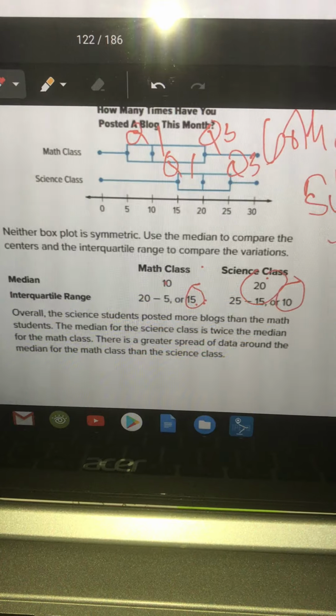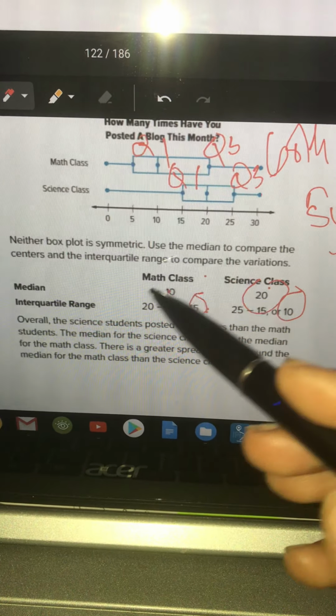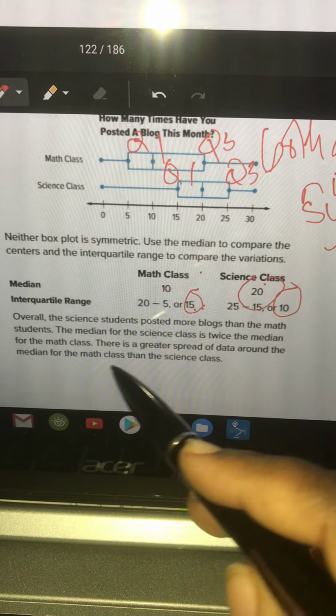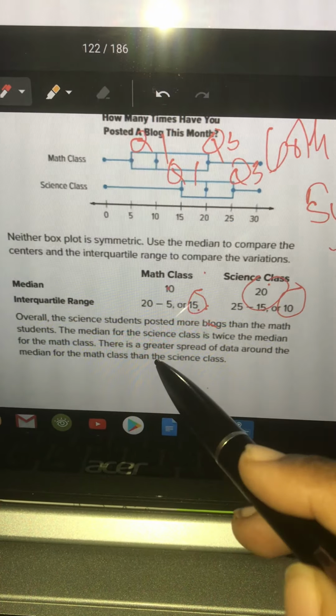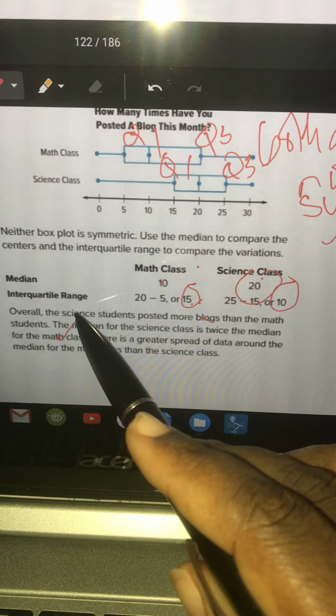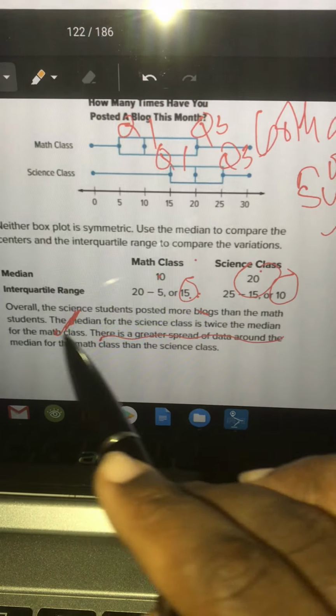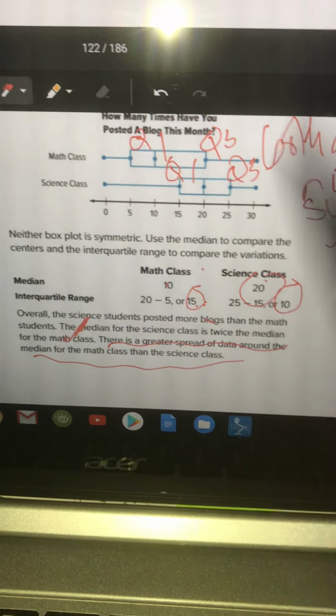Now, what is the inference I can make? There is a greater spread of data around the median for math than for science. That is my inference. This is comparing and this is the inference. From here to here is the inference.